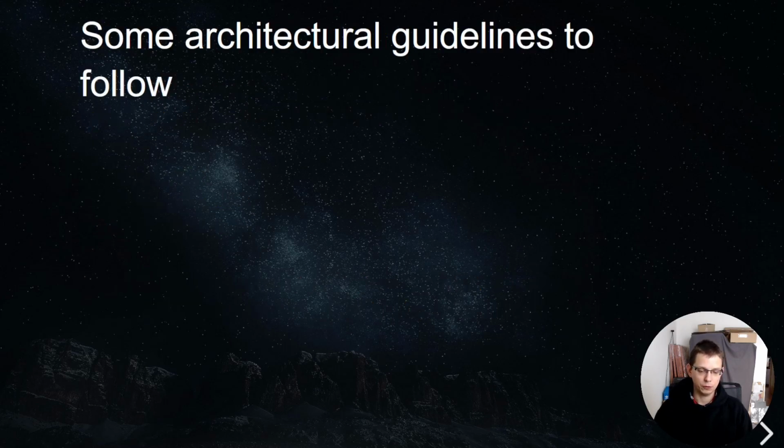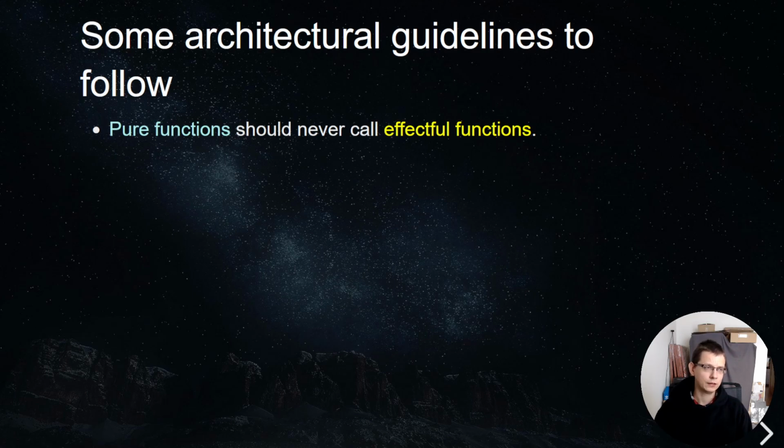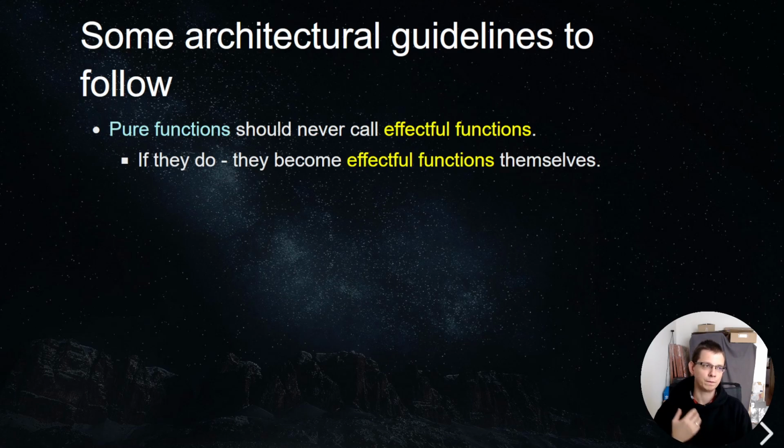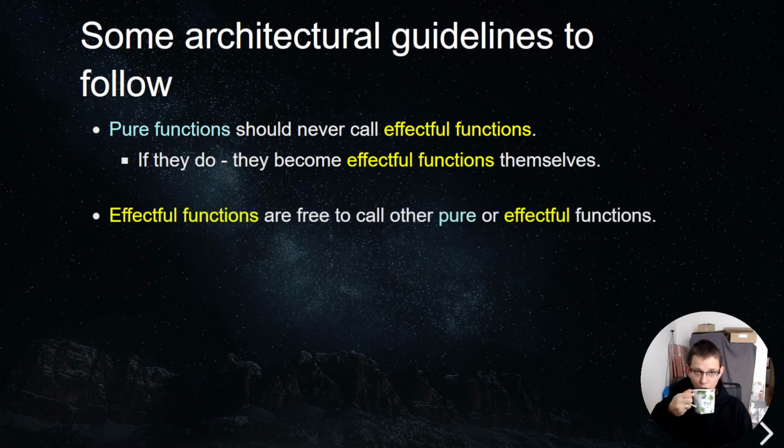So with all that, let's define some architectural guidelines for our code to follow. Essentially, pure functions should never call effectful functions, because when you call an effectful function from a pure function, the pure function loses its purity. It becomes an effectful function itself. Meanwhile, the other way around, effectful functions are free to call either pure or effectful functions. So the effectful function can do anything.